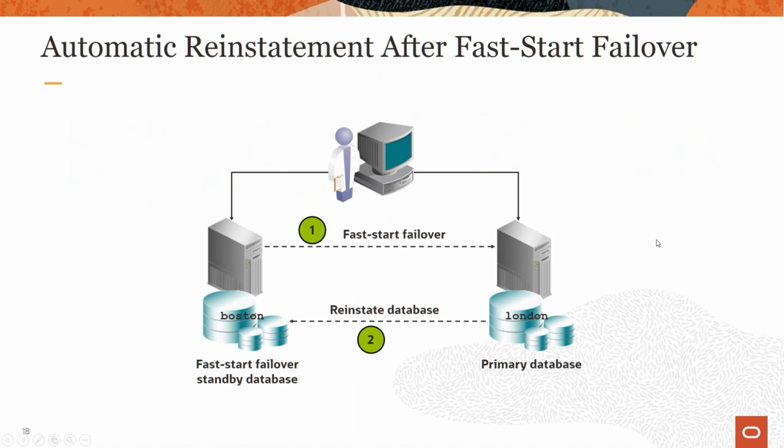And also we have automatic reinstatement after fast start failover. Reinstatement of the original primary database is nothing more than a resynchronization process using the flashback database feature behind the scenes. So in order to use this feature, we must enable flashback database on the primary database and the standby database. And also, in mount state, your standby database can be reinstated automatically after fast start failover.